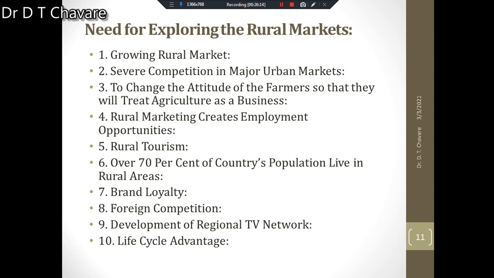Then another reason is also there. What is the need of exploring the rural market? That is development of regional TV network. You should develop the regional television network also. With the help of the television network, telemarketing and TV marketing are also possible. And then we also understand the life cycle advantage, because life cycle is going to expand. The lives of the people are also going to expand. At that time you should take such a benefit, and for taking such life cycle advantage, you have to explore the rural market.